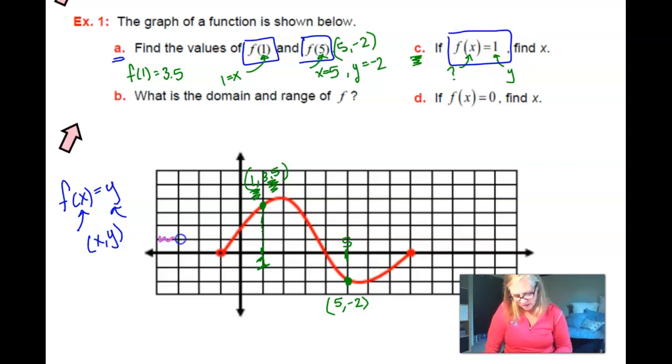And now on the y-axis, I'm going to highlight the 1 here. And I need to find all of the places in the graph, the red curve, that equal 1. And we have 2 of them. We have this one right here, and we have this one right here. Those 2 spots are where we are going to find our answer.